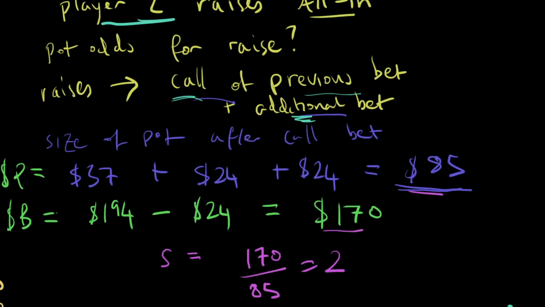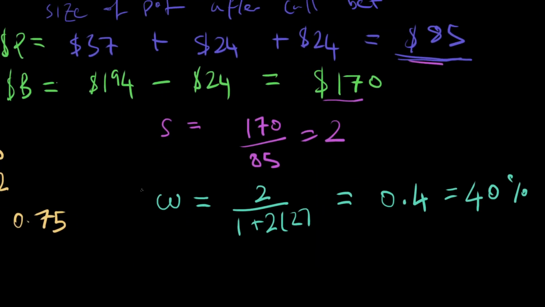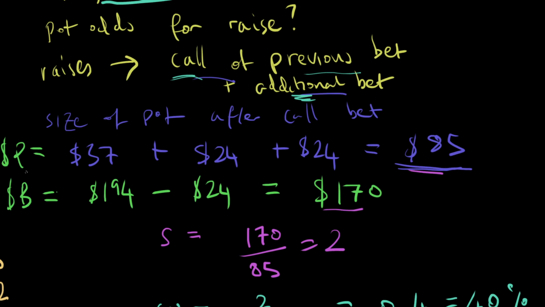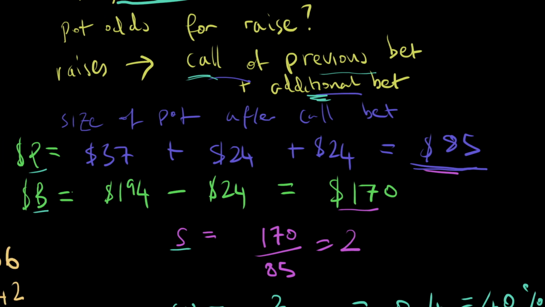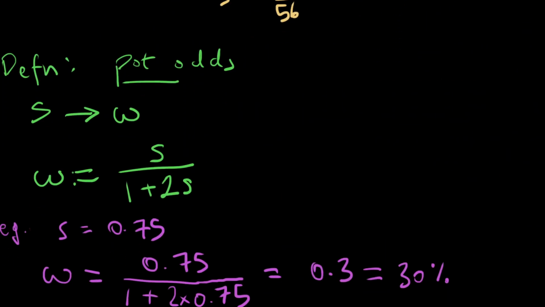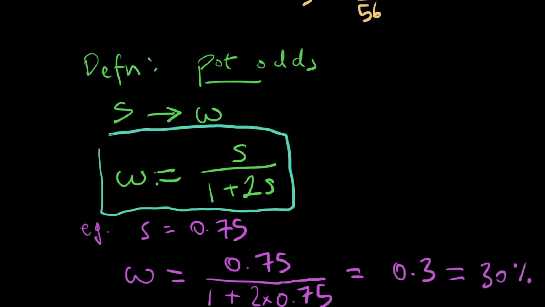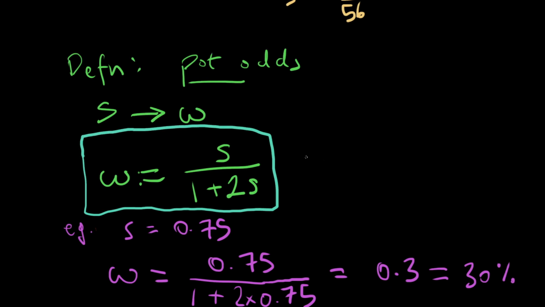Thanks for watching this video. Hopefully you learned something about the pot odds. The pot odds can be calculated for any bet or raise. All you have to do is figure out what the size of the pot is, what the size of the bet is, divide one by the other to calculate the relative bet size, and then put it into our equation for omega, the pot odds. So a pretty important equation: the pot odds is the relative bet size divided by 1 plus 2 times the relative bet size.